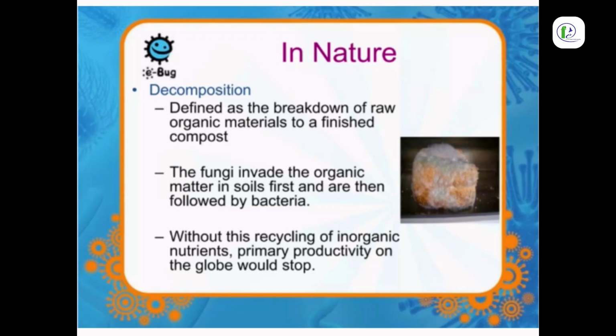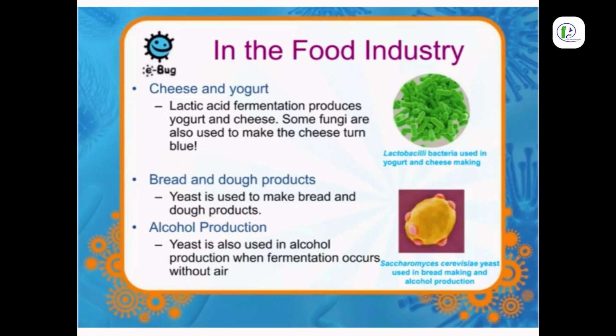Next, use in the food industry: cheese and yogurt, bread, alcohol production. Cheese is made by the action of bacteria on milk. Yeast plays an important role in the preparation of food items like bread and baked goods. Alcohol production: yeast is also used in alcohol production when fermentation occurs without air.